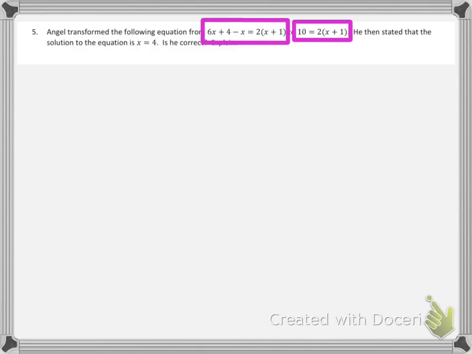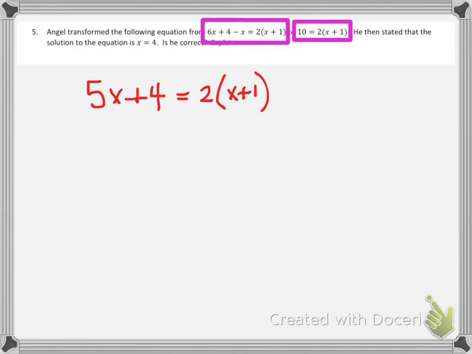6x minus 1x would be 5x. And then plus 4. So, yeah, I can see that he did not transform the equation properly. The expression on the left side would not be 10. On the right side, obviously, it didn't change, so that would be 2 times the quantity x plus 1. Okay, so first off, he's not correct because he did not transform that equation properly.